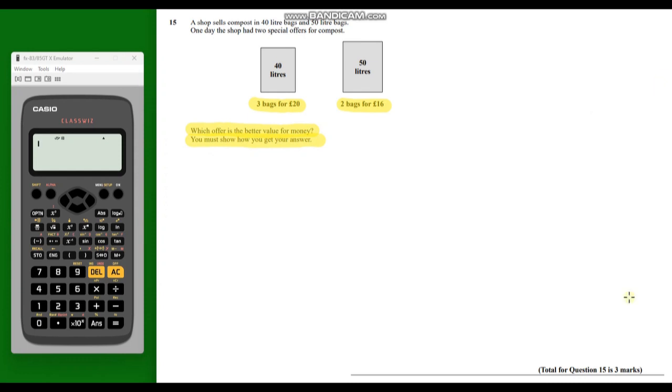Okay, so how much does it cost with the special offer? First of all, let's look at the 40-litre bag. You get 3 bags for £20. So if each bag is 40 litres, we can do 3 times 40, and that will give us 120 litres. So you get 120 litres for £20. Let me just write that down over here. 120 litres is equal to £20.